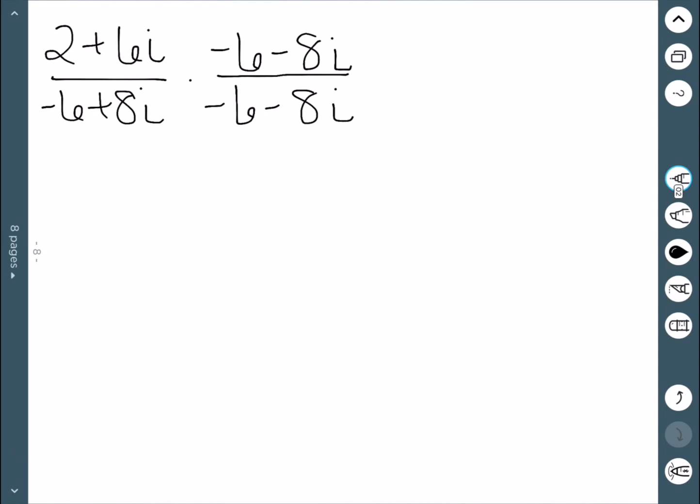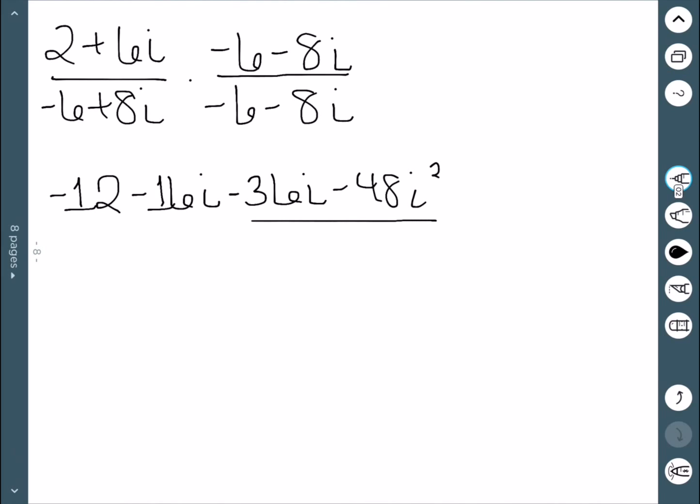The first terms, 2 times negative 6, gives me negative 12. The outside two terms, 2 times negative 8i, is negative 16i. My inside terms, 6i times negative 6i, is negative 36i. And my last two terms, 6i times negative 8i, would be negative 48i squared. On the denominator, we can use the shortcut where we square the first term plus square the second term.